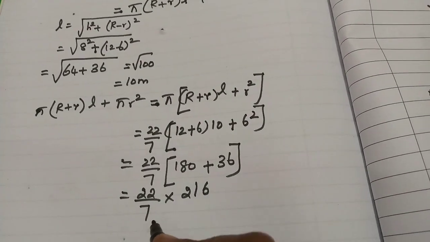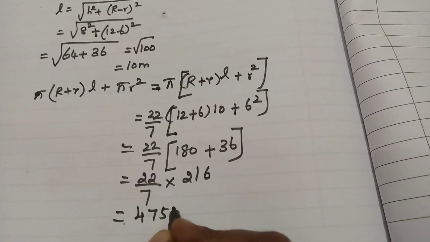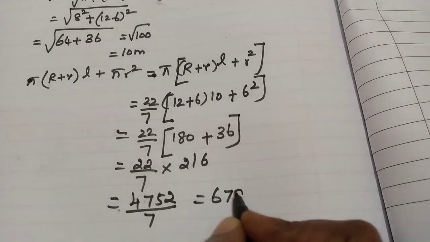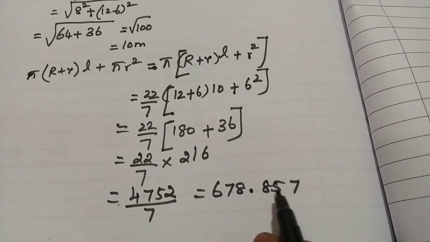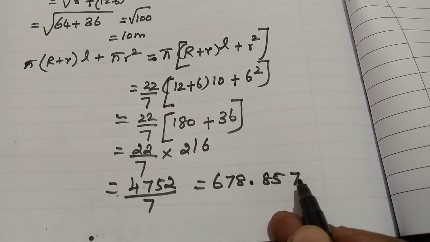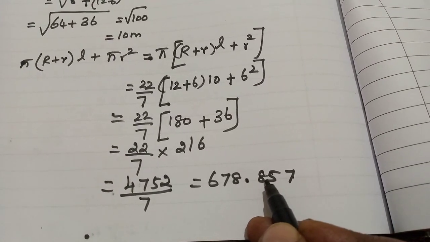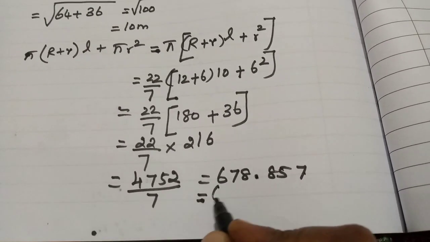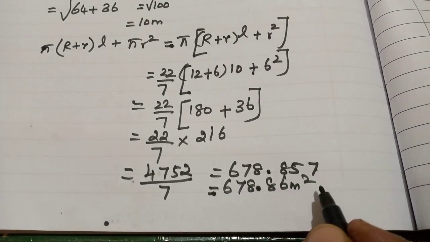Now the numerator, let us multiply. We get 22 into 216 is 4752 by 7. Divide it, you will get 678.857. After the decimal, the second digit is 5 and the third digit is also 5, above 5, so 1 we can add to the previous digit. So it can be written as 0.86, which is equal to 678.86 meter square.